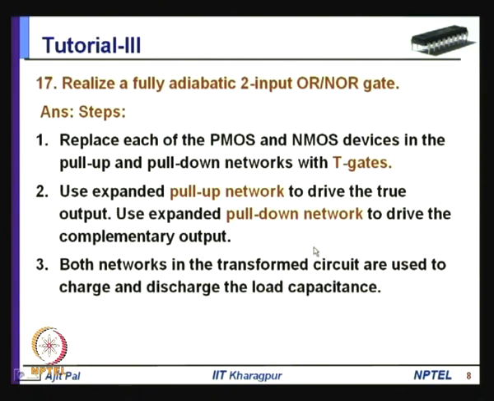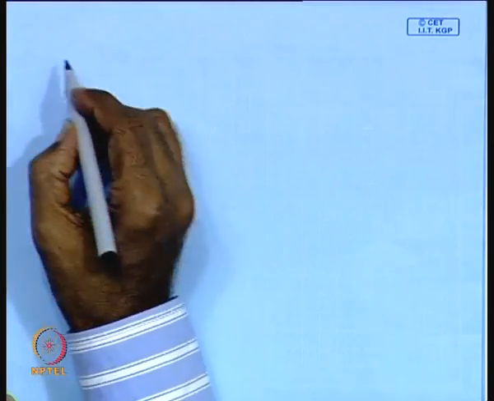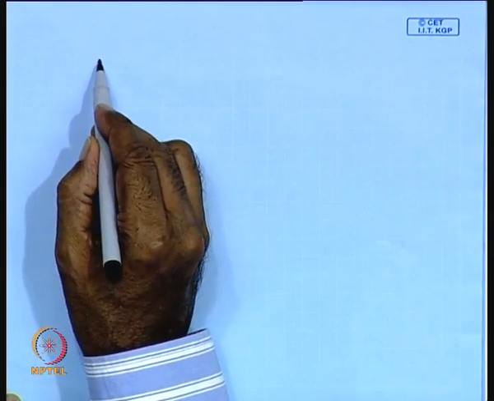Third, both networks of the transformed circuit are used to charge and discharge the load capacitance, and fourth, replace DC VDD by a pulsed power supply with varying voltage to allow adiabatic operation. So, let us consider a 2 input OR NOR gate. The non-adiabatic 2 input NOR gate is realized in this way.